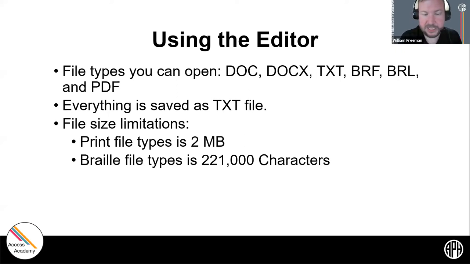TXT is the most basic. That's what you get when you use Notepad on Windows. It's the most basic print file type you can make, probably. And then BRF and BRL. You all probably are familiar with BRF and BRL, but those are both Braille file types. BRFs are formatted. BRLs are not. This is a little advanced, but both are basically text files. So TXT, a BRF and a BRL are, when you break down what makes them up, text files. They're just made more for Braille. So that's just a little factoid about them.